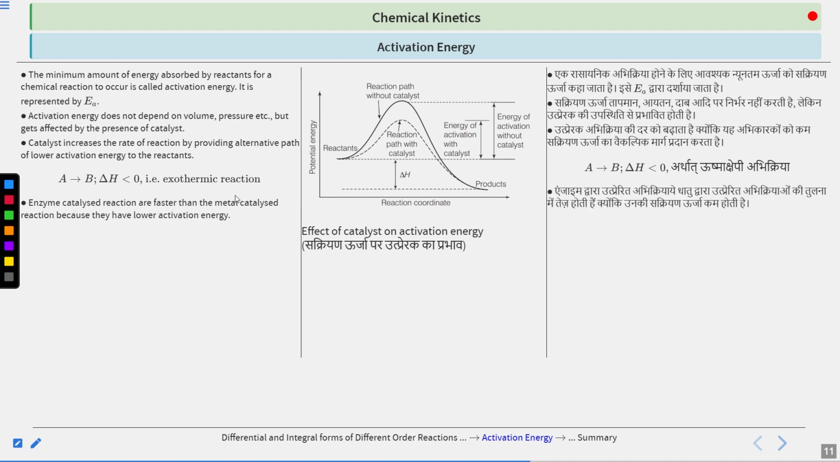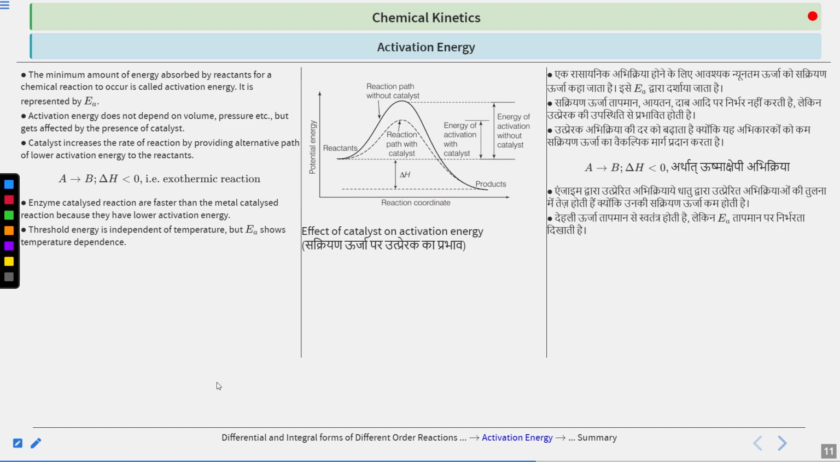But if the opposite happens, suppose your delta H is more than 0, then it will be an endothermic reaction. Now enzyme catalyzed reactions are faster than metal catalyzed reactions because they have lower activation energy. So you will see later on that enzyme catalysis is very fast due to its high specificity and high efficiency. So it provides a much lower activation energy as compared to the metal catalyzed reaction.